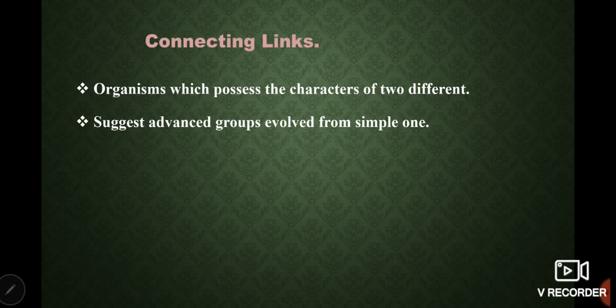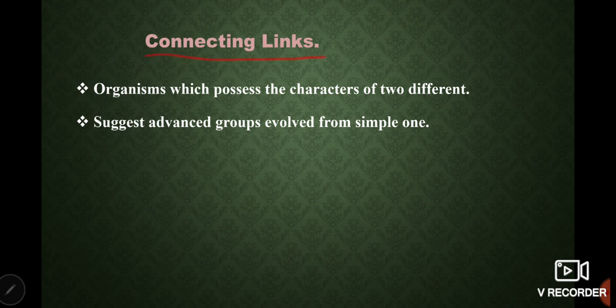Everyone, so today we are going to discuss connecting links. My dear friends, some plants and animals share characters of two different groups. One of them is primitive and the other one is advanced. Such organisms form a bridge between primitive and advanced organisms, and such organisms are called connecting links.